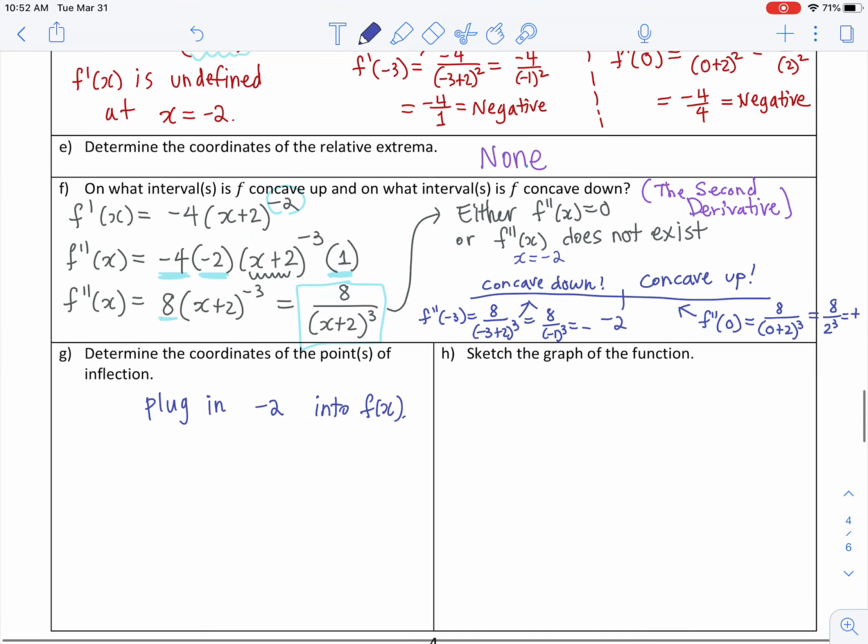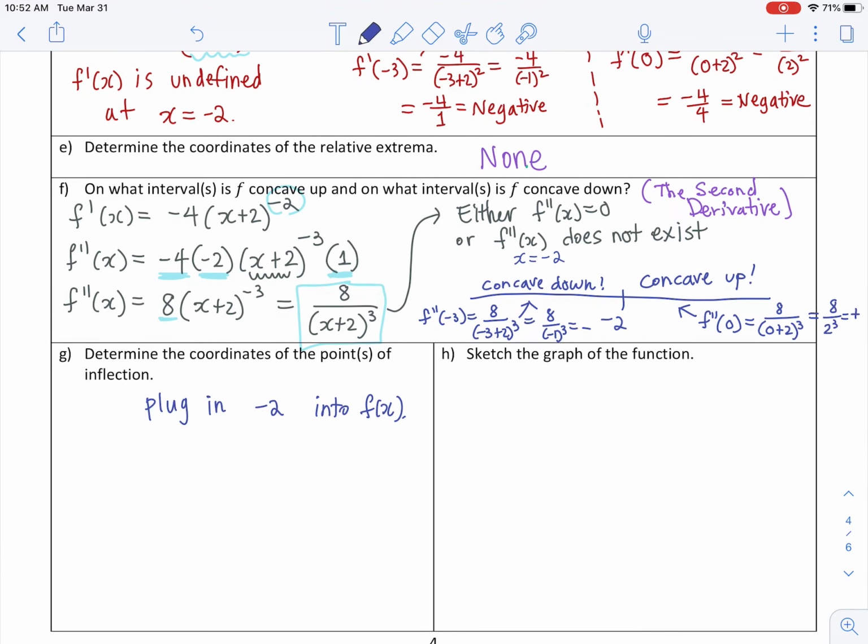By the way, I did not write the notation here. I should probably try to do that. I'm really out of room, but I think I can squeeze in the answer here. Concave up on negative 2 to infinity. Concave down on negative infinity to negative 2. Make sure that you also give me your answers in interval notation.